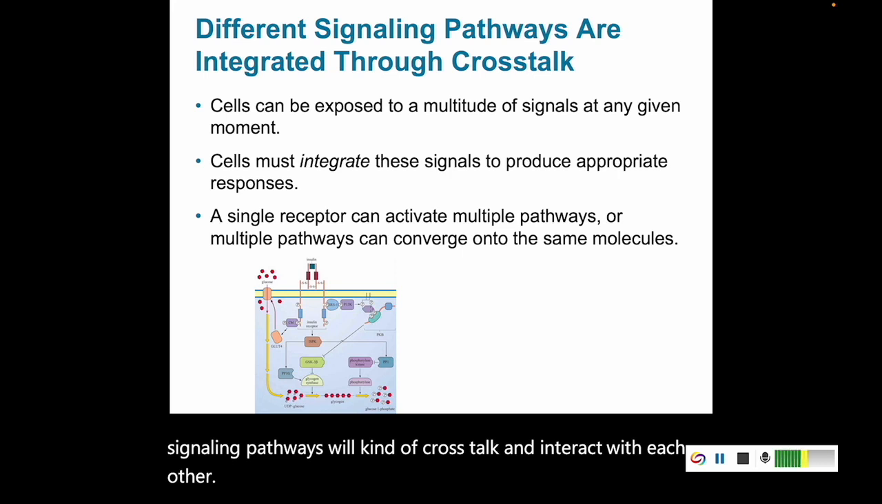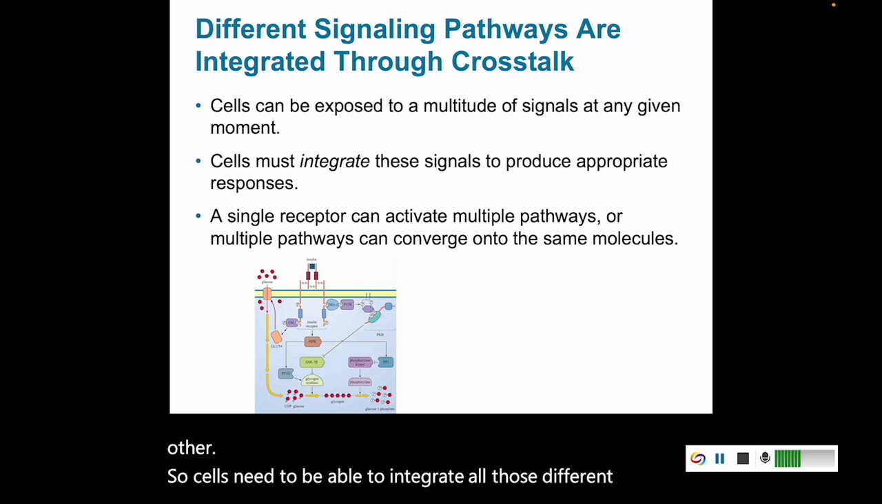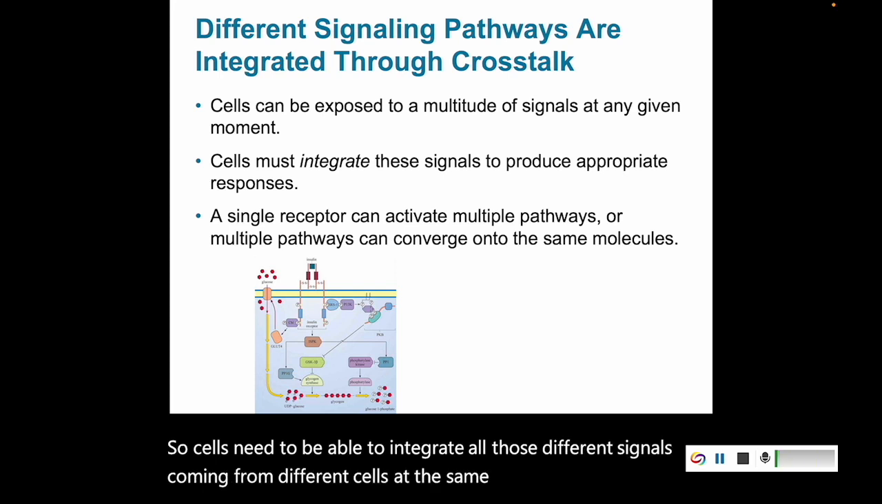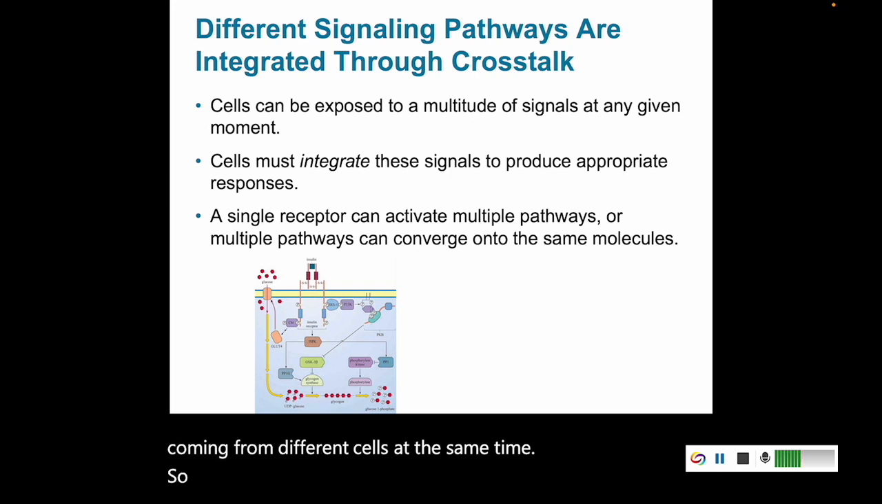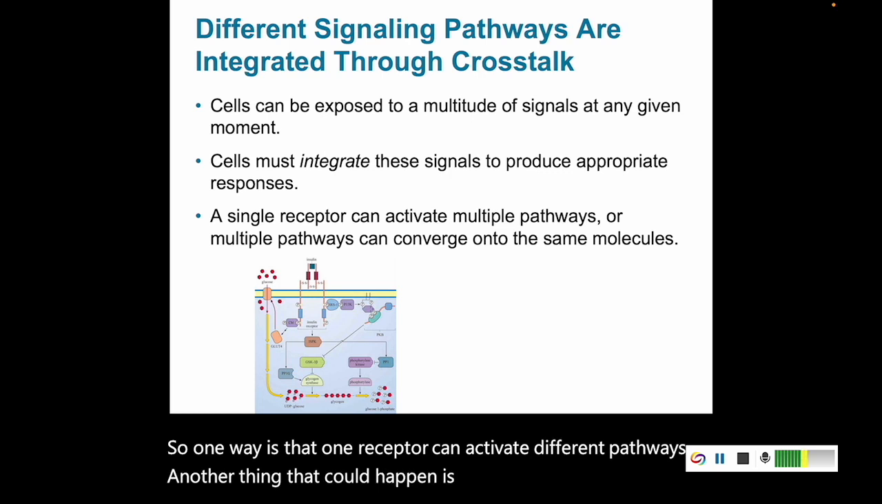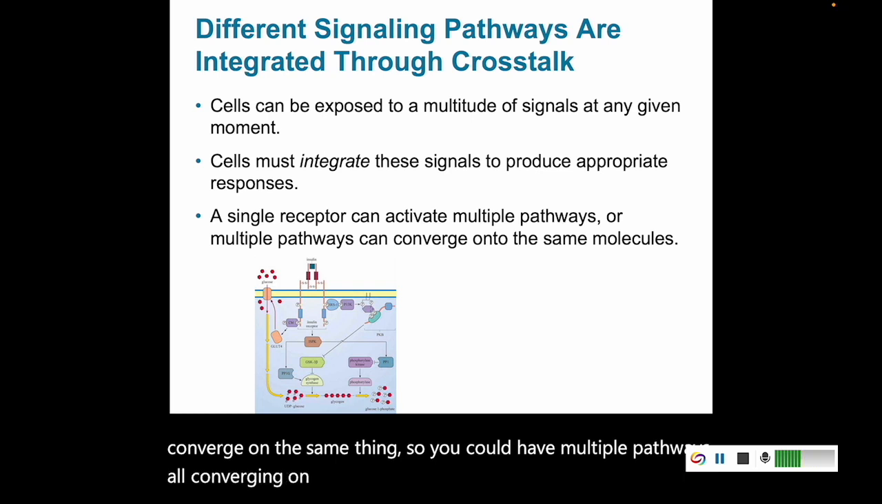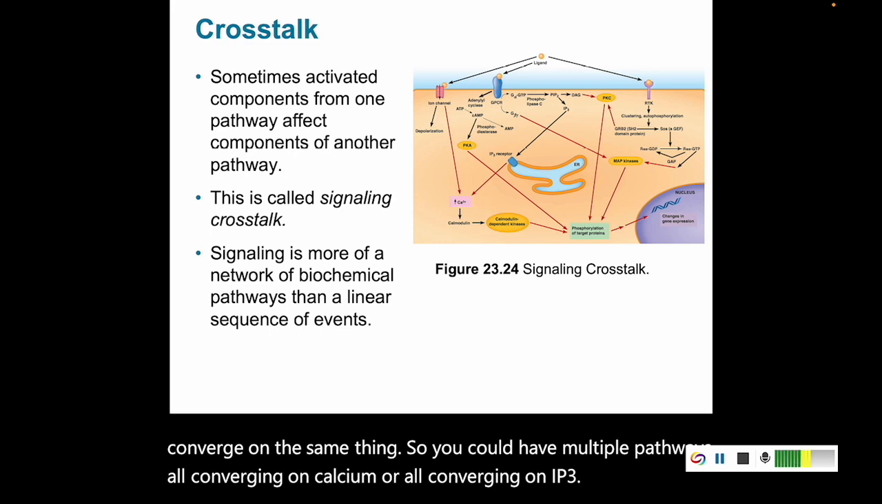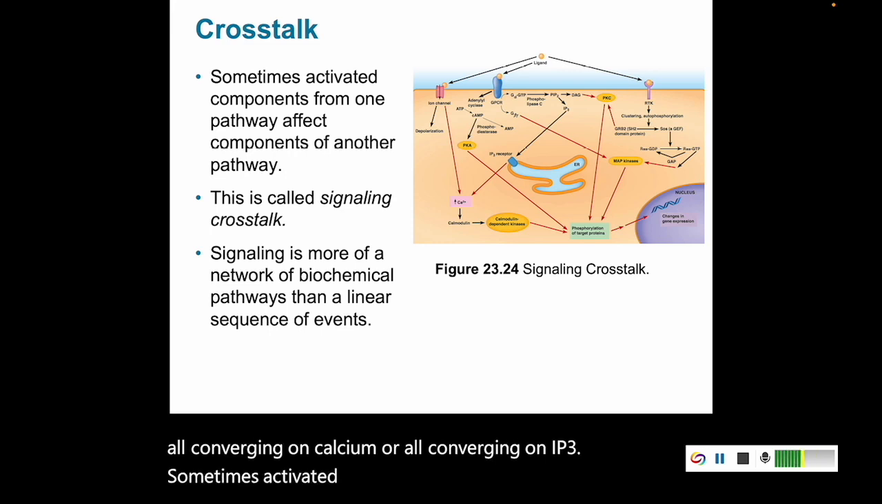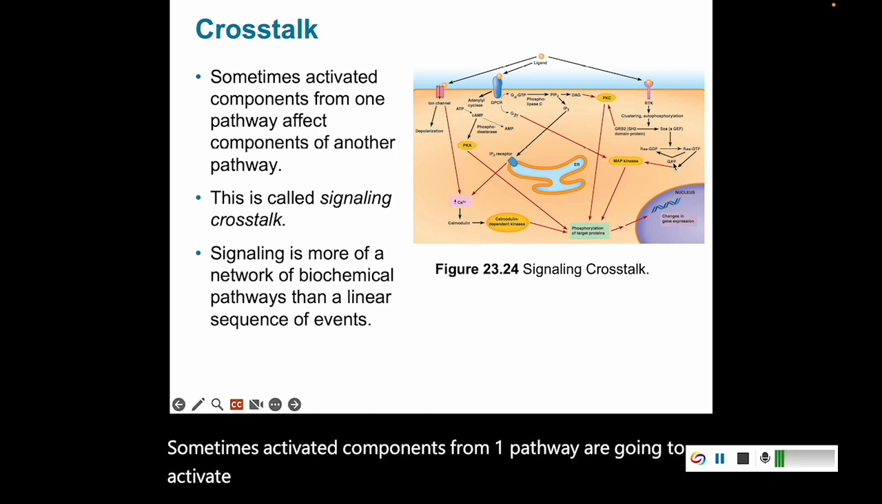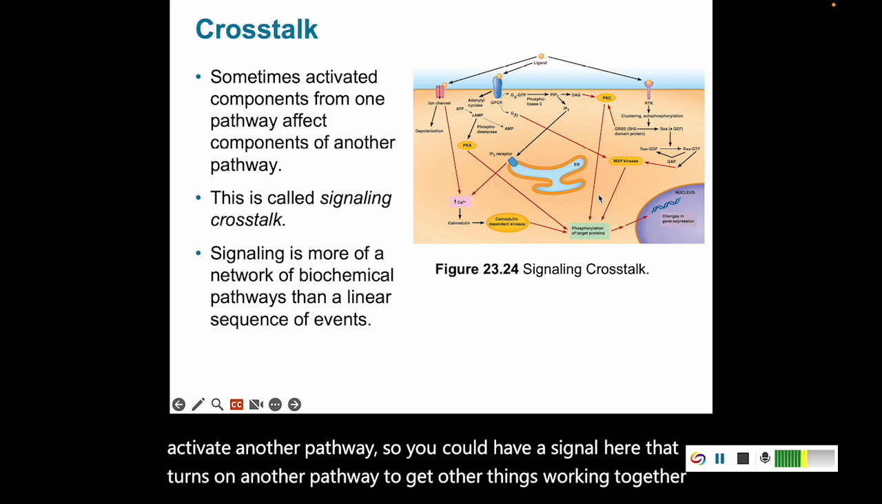So cells need to be able to integrate all those different signals coming from different cells at the same time. So one way is that one receptor can activate different pathways. Another thing that could happen is multiple pathways can all converge on the same thing. So you could have multiple pathways all converging on calcium or all converging on IP3. Sometimes activated components from one pathway are going to activate another pathway. So you could have a signal here that turns on another pathway to get other things working together. This is what signaling crosstalk is.